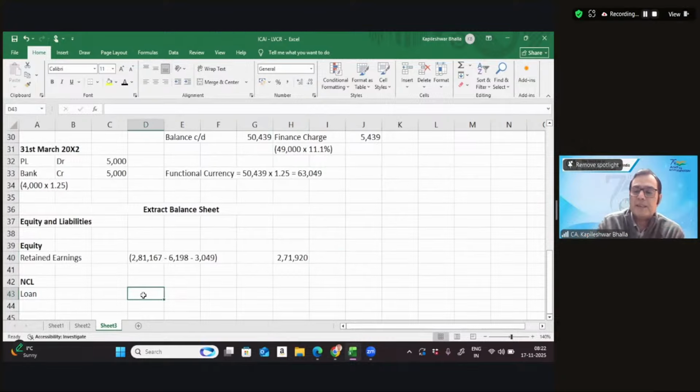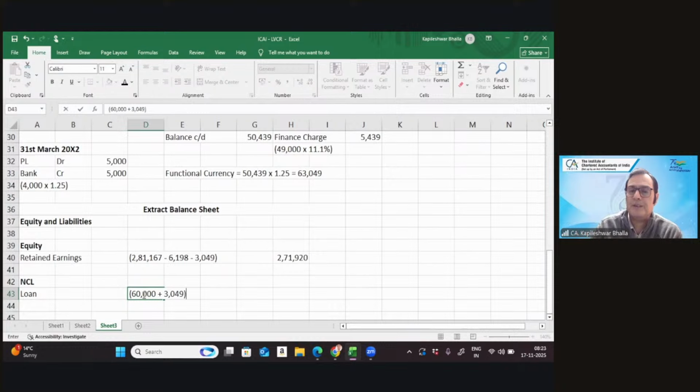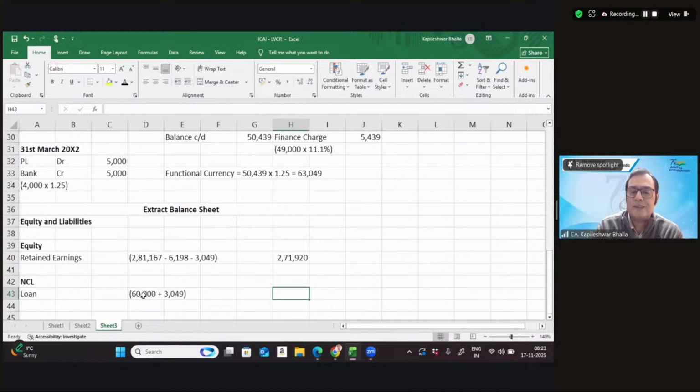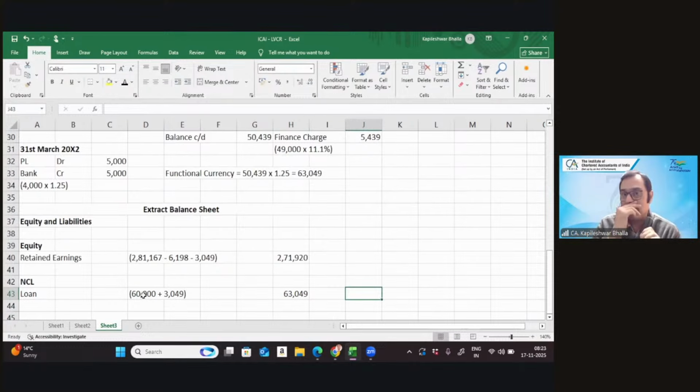And I guess we can take the loan as well. The loan is to the extent of 60,000 plus we amended it by 3049. So this was the change in the loan value. This comes to 63,049. And now another interesting question which comes to mind is the DC.